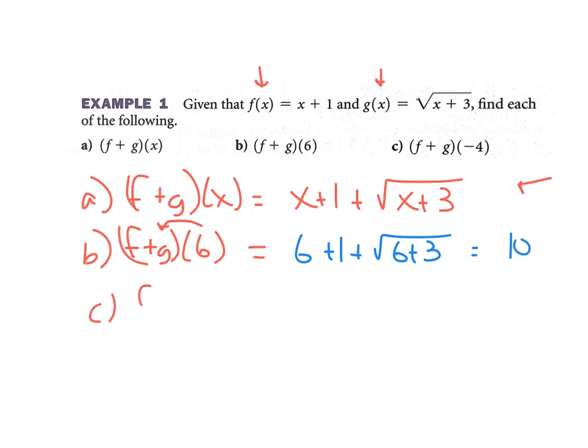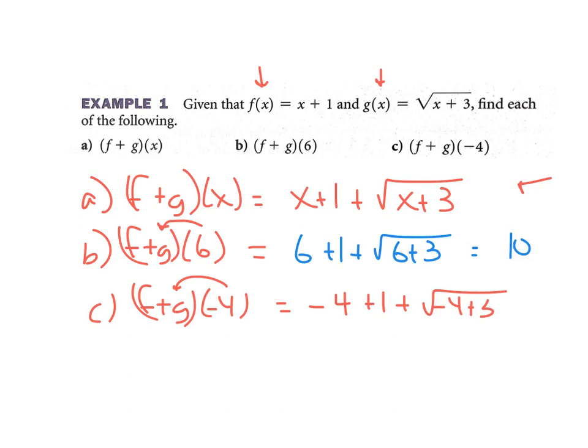Part C, f plus g of negative 4. I'm actually going to take negative 4 and plug it into f plus g. So I'm putting in negative 4 everywhere. I just put a 6 a second ago. So I get negative 4 plus 1 plus the square root of negative 4 plus 3. Now, you're not allowed to get a negative sign inside your radical, which means that is undefined. So this last one right here is undefined, does not exist because of the negative inside my radical, and that's okay.